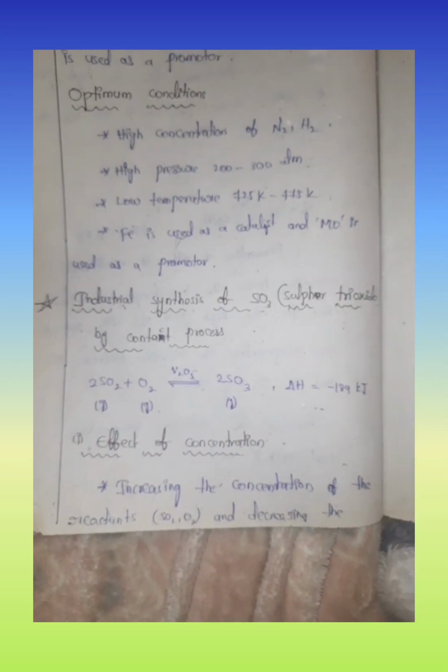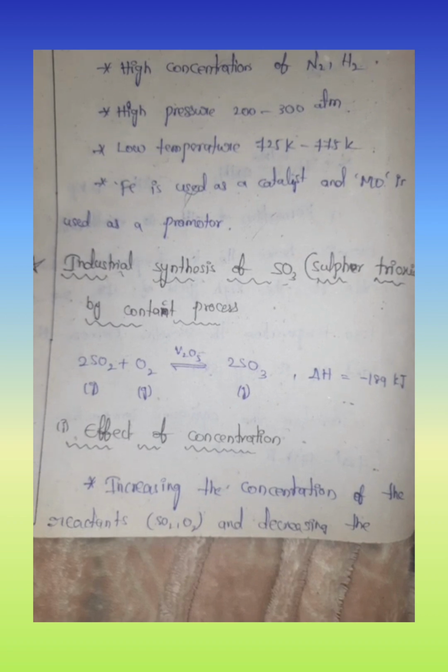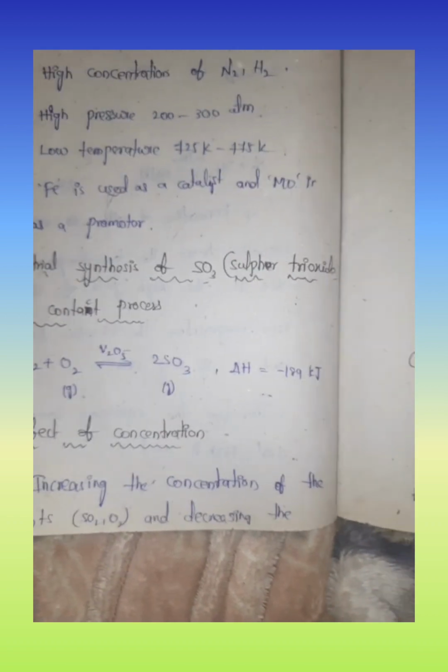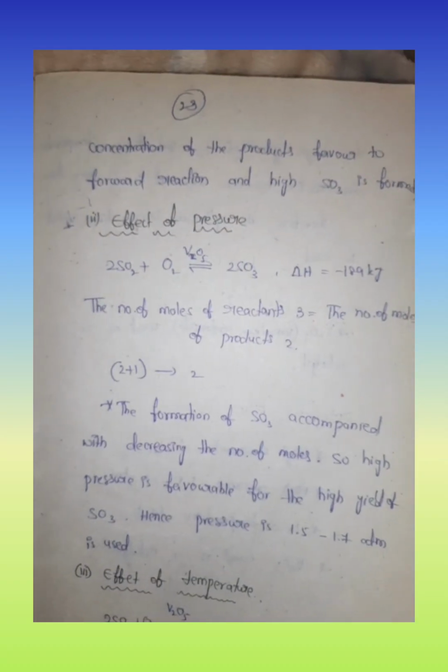Industrial synthesis of sulfur trioxide. 2SO2 plus O2, in the presence of vanadium pentoxide, form 2SO3, delta H equal to minus 189 kilojoules. Effect of concentration. Here, look here. Effect of pressure. Effect of temperature is there.